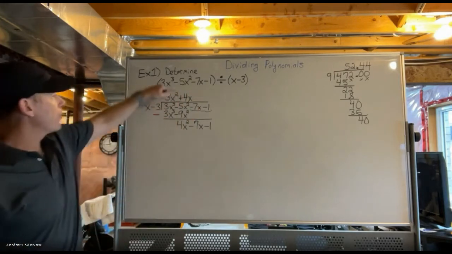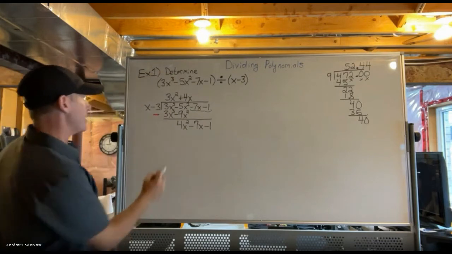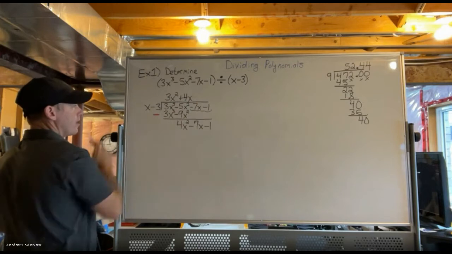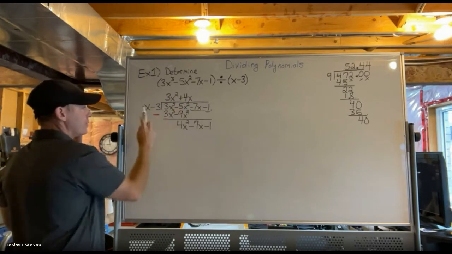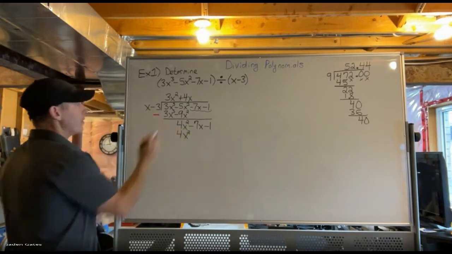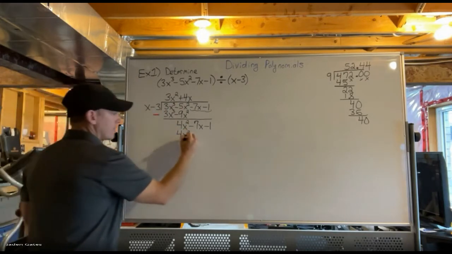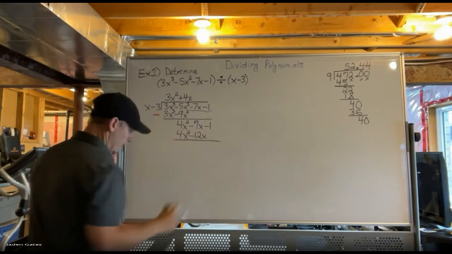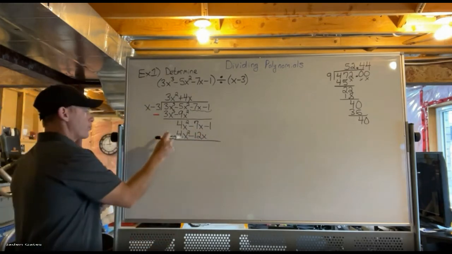Now I'm going to repeat that process that I did before. So I go 4x times the x and 4x times the minus 3. 4x times the x is 4x squared, and then 4x times the minus 3 is minus 12x. And once again, I'm going to subtract them.